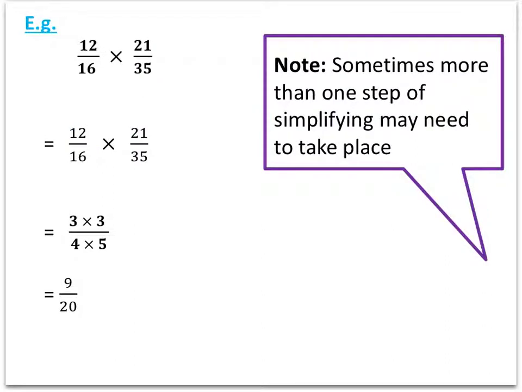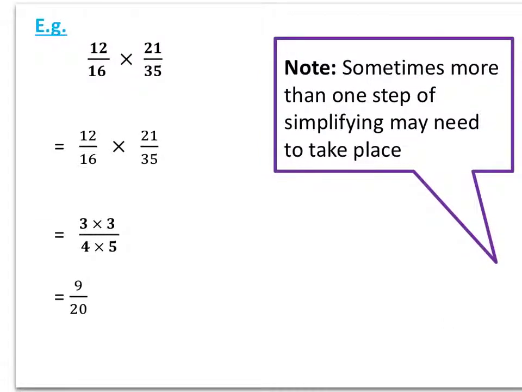Here is our third example. 12 over 16 times 21 over 35. This is a really good example because it shows us that sometimes we'll need to do more than one step of simplifying before we multiply. In the previous two examples, we were simplifying our numbers on a diagonal. With fractions, you can also simplify fractions from top to bottom. What that means is that we can simplify and find a highest common factor between 12 and 16. This technique of knowing which ways you can simplify is called the bow tie.